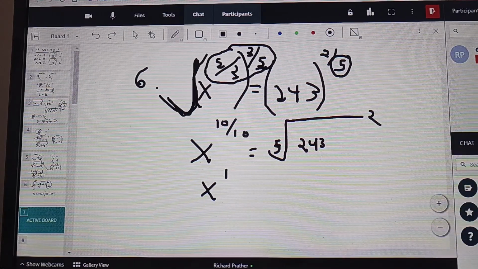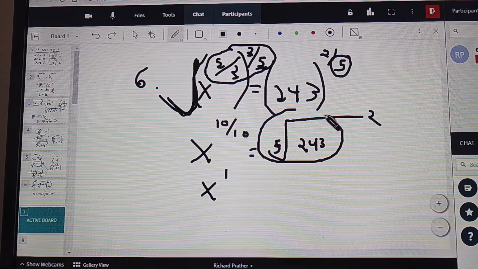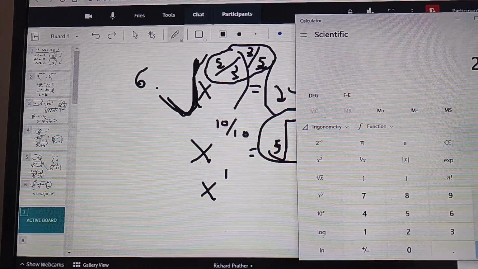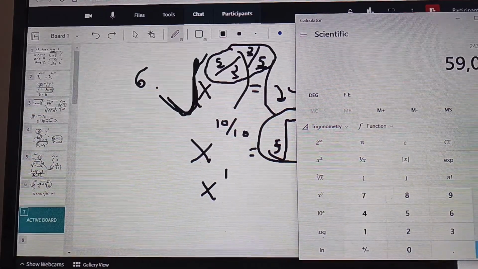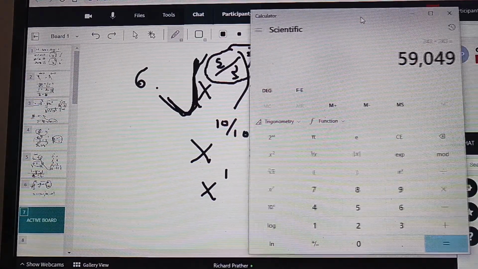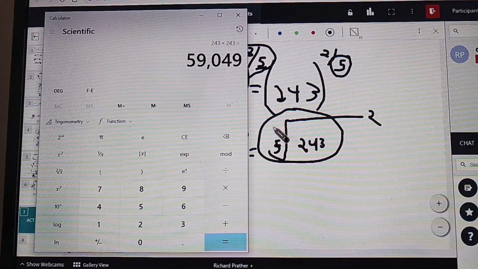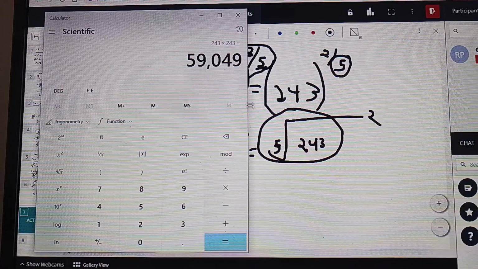And then it turns out you can do this either way. It's just that it's usually easier to do the root first, because if you do the square first, it's ginormous. 243 squared is 59,000. So I wouldn't do the square first, just because how am I going to do the 5th root of 59,000? It's so large.